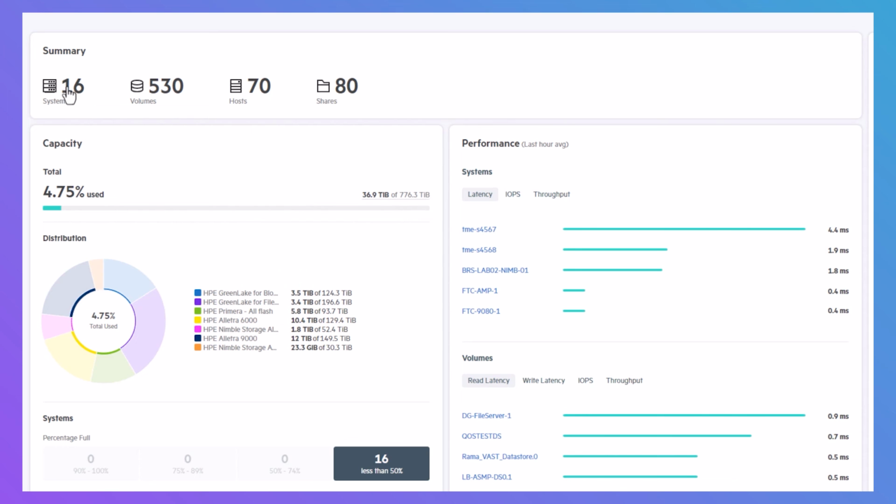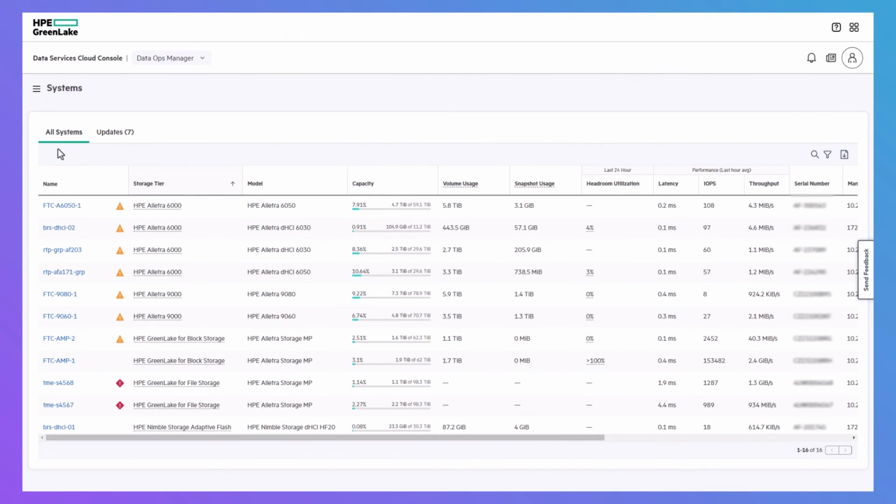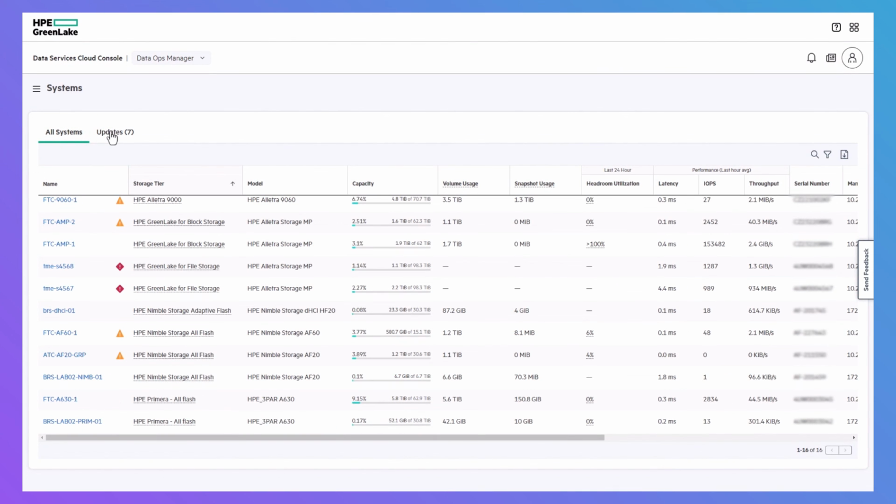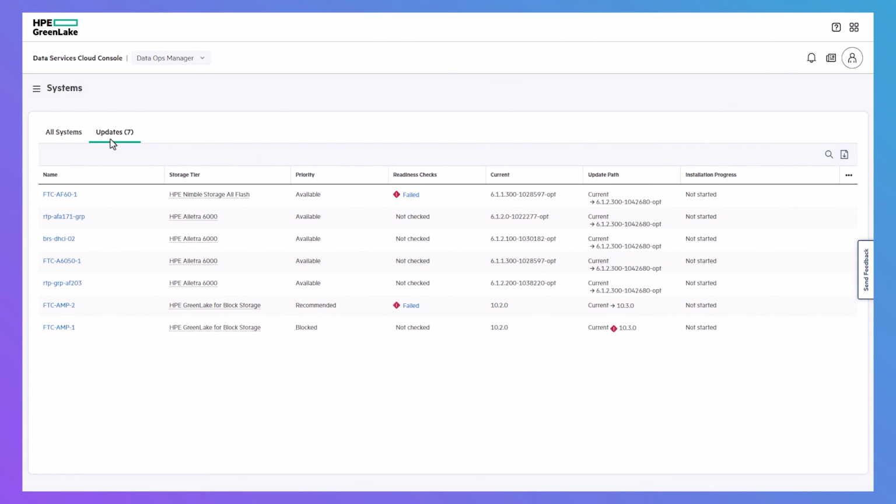Now, back to the topic of updating system software. In the list of all systems in this region and workspace, there's a tab that points out that 7 of them have updates available. One of the nice things about doing software updates from the cloud is that you can initiate many upgrades at the same time and monitor them all from a single pane of glass.